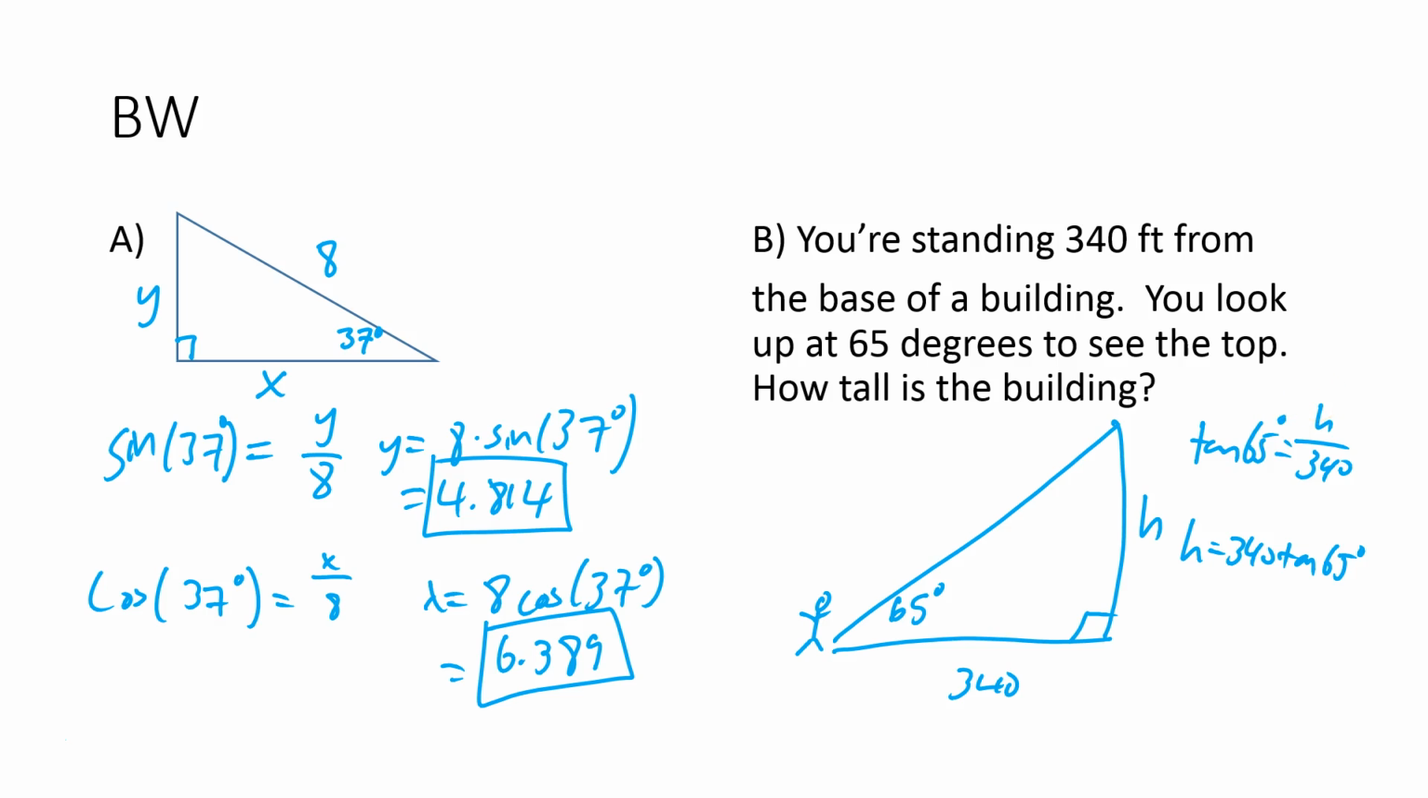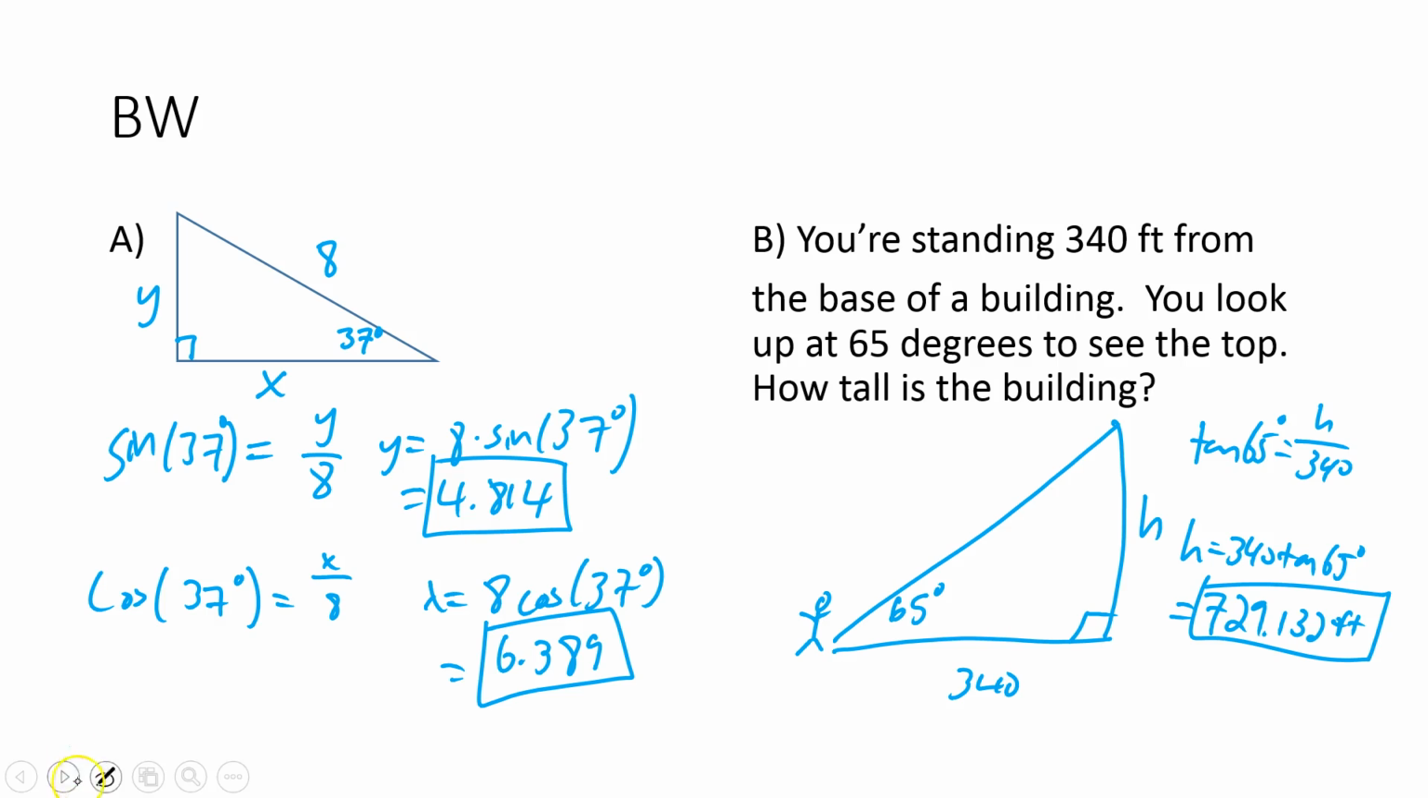And we just plug that in. So I'm going to do 340 tangent of 65 degrees, and I get 729.132 feet high. So that's just a little bit of using trig with right triangles, a little SOHCAHTOA, to be able to solve for some values. Not a big deal, not that tough.